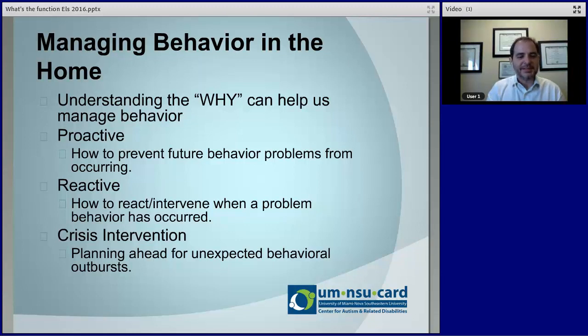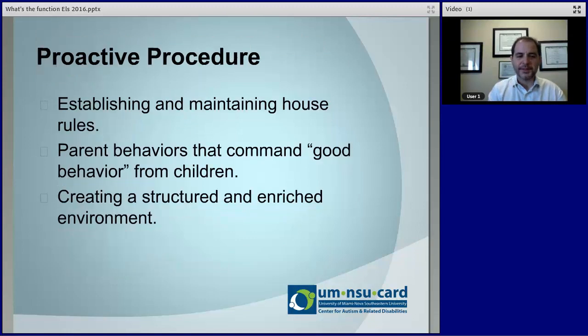So do these things in a way that is safe, that is planned, that is thoughtful, and have a crisis intervention plan in place. I'm not trying to scare anyone, but I do want you to think about these things. So the proactive procedures that we might do.